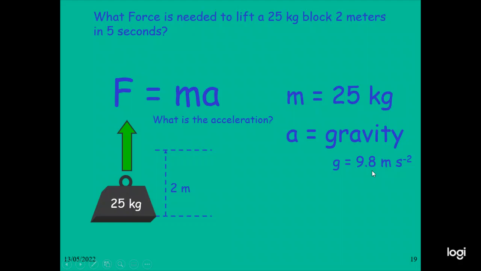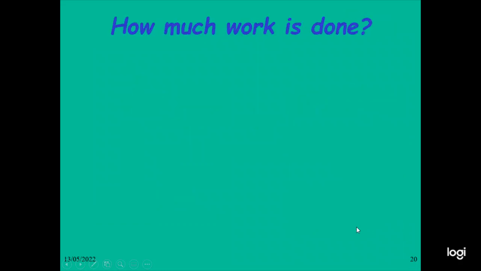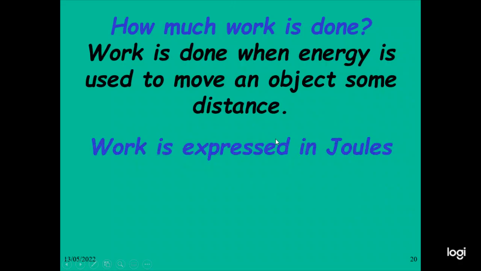Therefore, F equals M A, so in place of M you substitute 25, and A is 9.8, so 25 times 9.8, you get 245 Newton. How much work is done? Work is the energy used to move an object some distance. So what is expressed in joules?